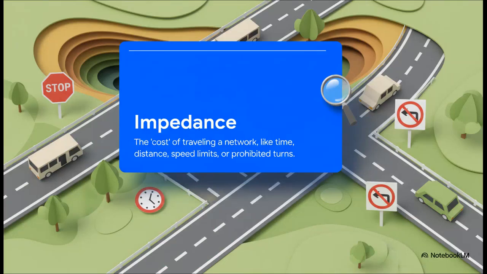Okay, and then there's this concept called impedance. It sounds a little technical, I know, but all it really means is the cost of traveling through a part of the network. And that cost isn't always distance. It could be time, which is affected by things like speed limits, or it could be restrictions, like a no left turn sign. This is exactly how the network starts to act like the real world.